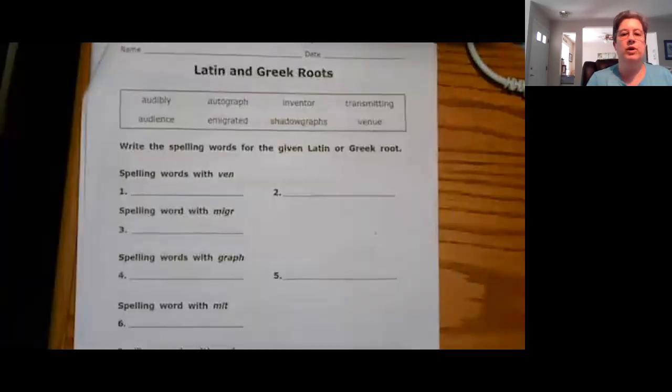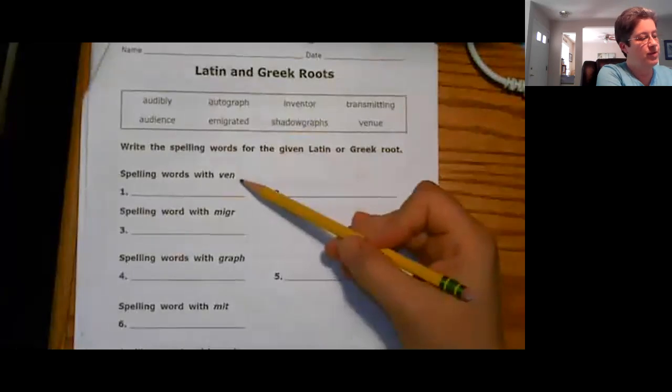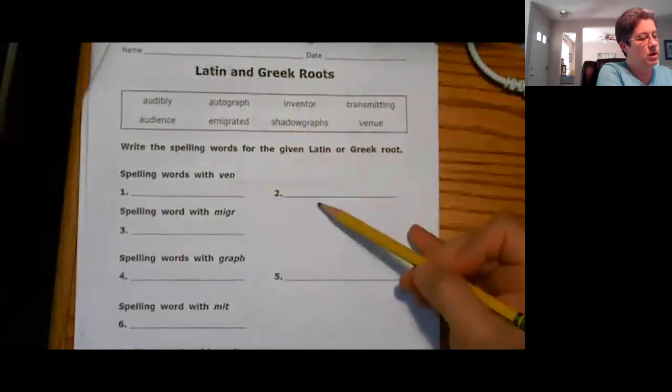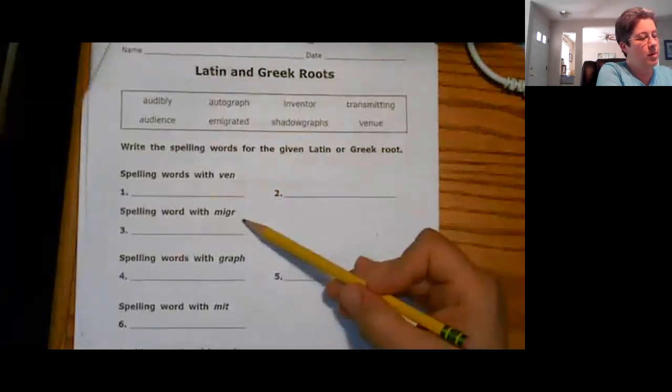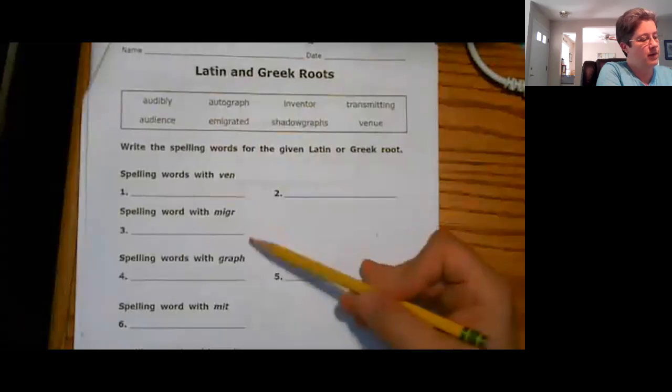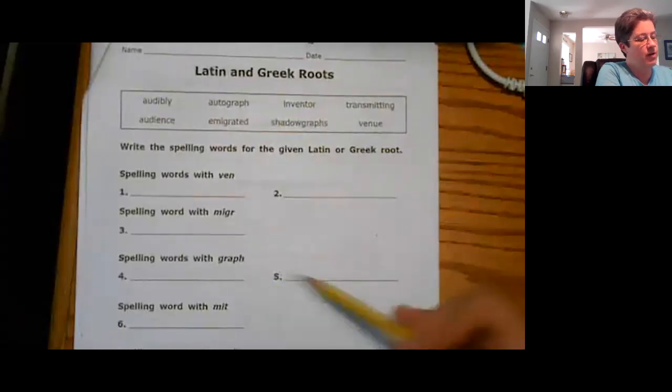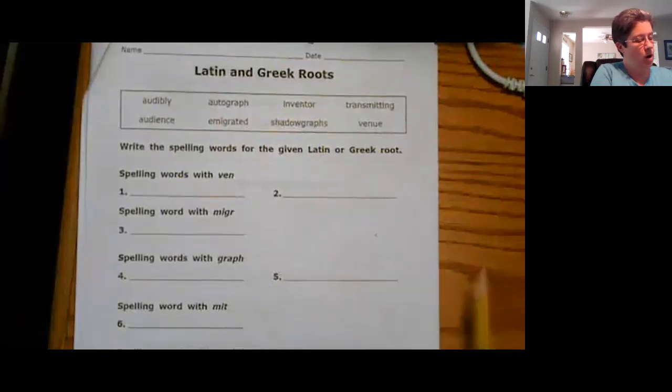Let's flip it over. And this is where you sort the spelling words for the given Latin or Greek root. So spelling words with ven, there are 2. Spelling word with migra, and there's 1 obviously. Spelling words with graph, there are 2. There's 1 with mit, 2 with odd.